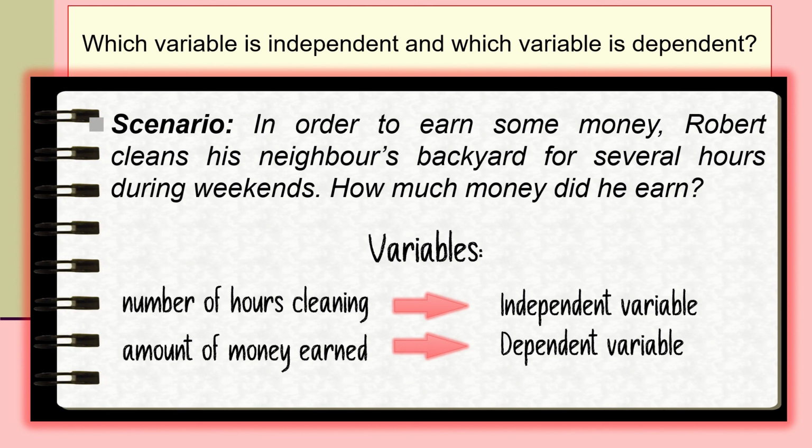Yung independent variable natin dito is yung number of hours cleaning. Why? Kasi kailangan muna na magtrabaho ni Robert, maglinis ni Robert, bago siya kumita ng pera. Yung pera na kikitain niya, nakadepende lang dun sa number of hours na maglilinis siya. So, yung kikitain niya, nakadepende kung ilang oras siya maglilinis or magtatrabaho. So, that's how we identify the independent and dependent variable.